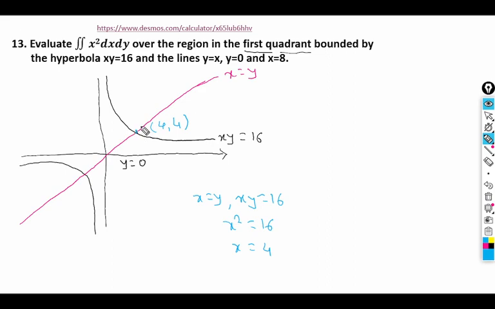Now obviously we have to draw the line x equal to 8. It should go after this point. So I can draw the line x equal to 8 somewhere here. Say my line, this is x equal to 8.